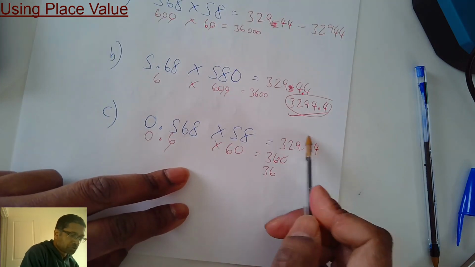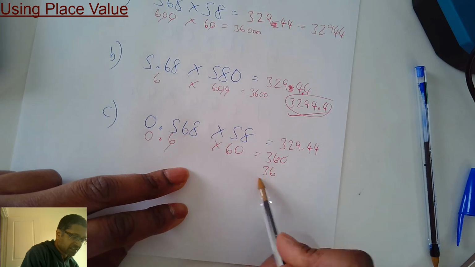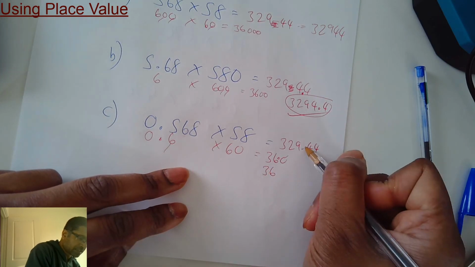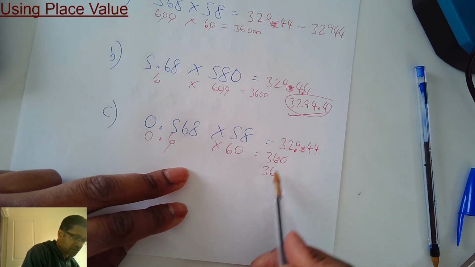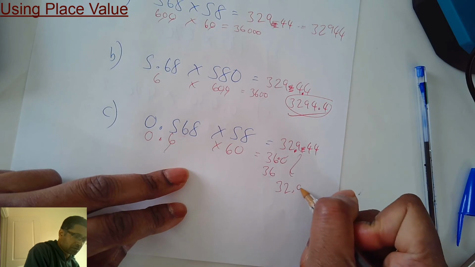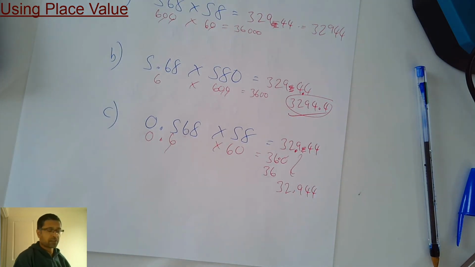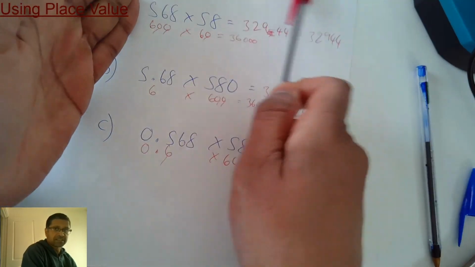Right, what can I do to this number to get around about 36? That's 329 and a bit, and that's 36. Well, if I take the decimal point away from here and put it here, that's 32. That's close enough to 36. So the answer, 32.944. Right, in another video, I'll be looking at division problems to do with this.